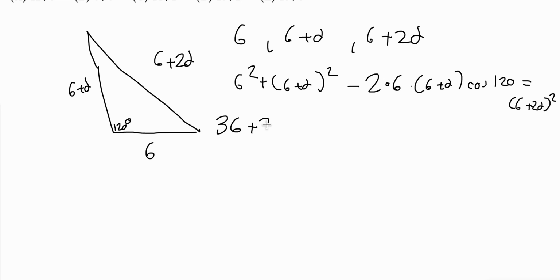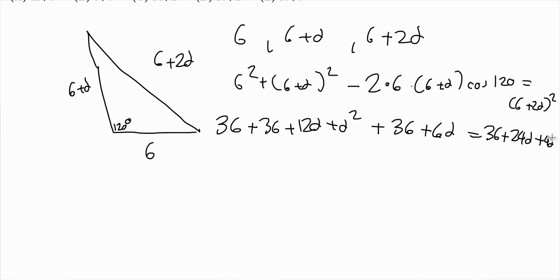36 plus 12d plus d squared, minus... this is going to be 12, but cosine of 120 is negative 1/2, so this is positive, and the negative 1/2 and this will cancel. So we just get plus 36 plus 6d equals 36 plus 24d plus 4d squared.